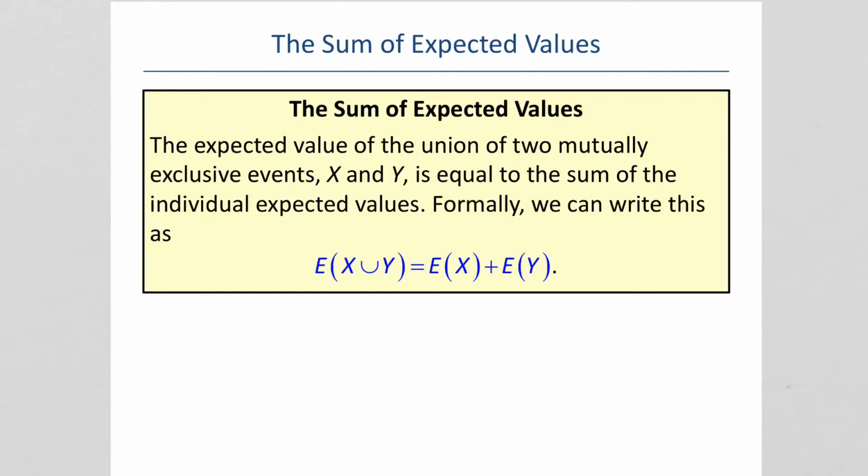The sum of expected values. The expected value of the union of two mutually exclusive events, X and Y, is equal to the sum of the individual expected values. Normally we can write this as the expected value of X and Y is equal to the expected value of X plus the expected value of Y.